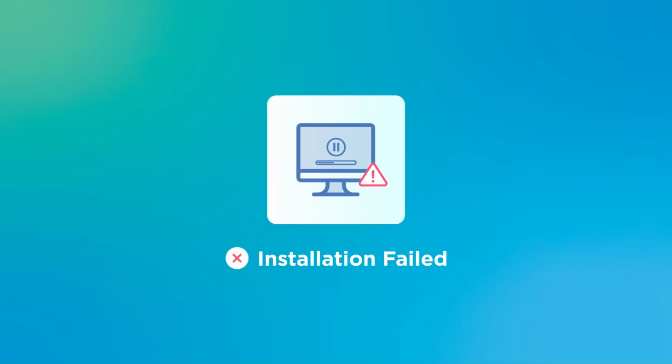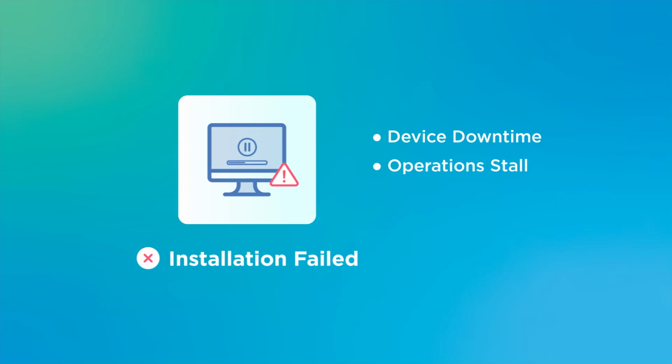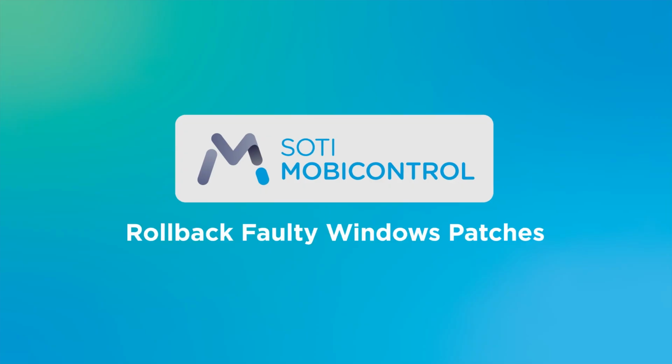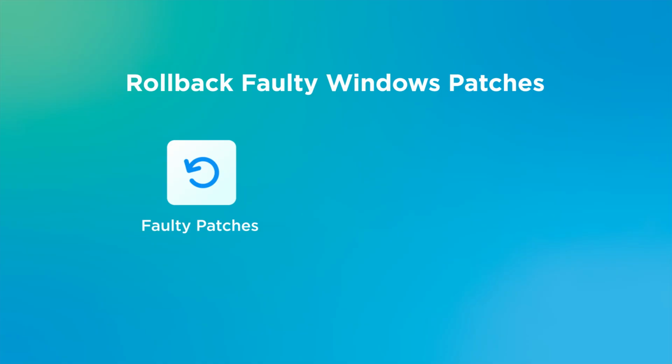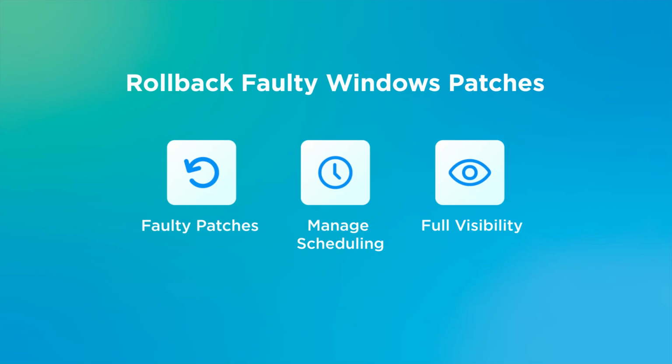When a Windows patch installs incorrectly, administrators face device downtime, stalled operations, and growing pressure on IT teams. SOTI MobiControl's Rollback Faulty Windows Patches feature allows administrators to safely reverse faulty patches, whether immediately or on a scheduled basis, with full visibility into any failed uninstallations.